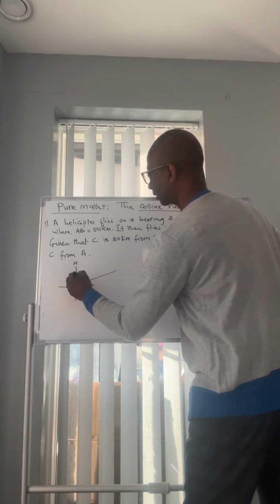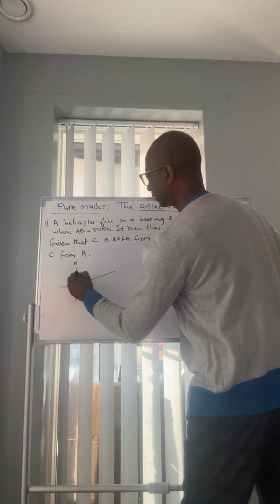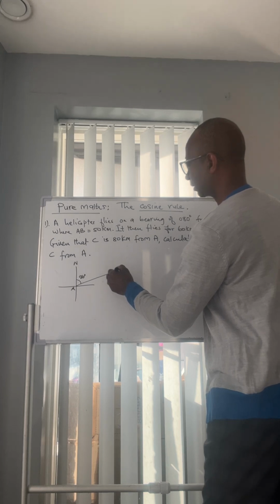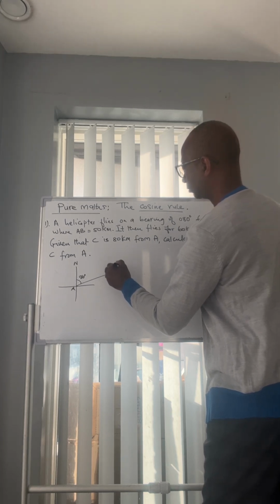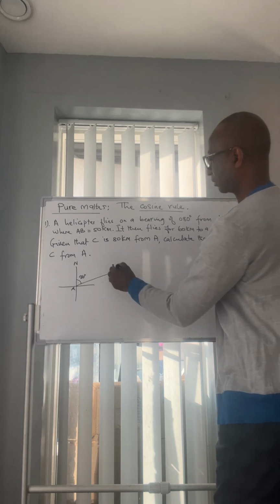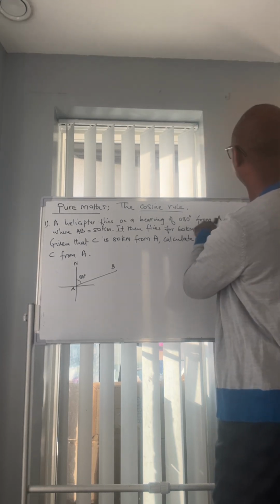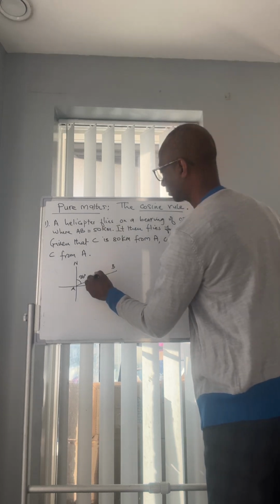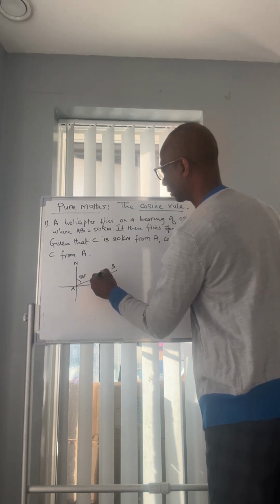So this is 80 degrees, this angle here, to a point B. Say this is point B. This our point here is B. And for a distance of 50 kilometers. This is 50 kilometers.